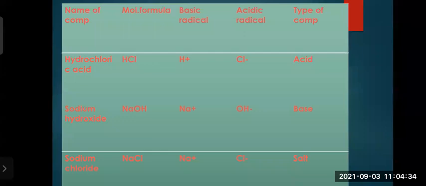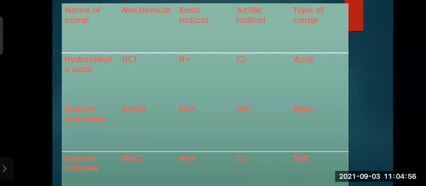Acidic radical, Cl minus. So that is the definition for an acid. When the compound has the basic radical H plus and the acidic radical Cl minus, then it is an acid. Next, the sodium hydroxide compound. The molecular formula: sodium is Na.